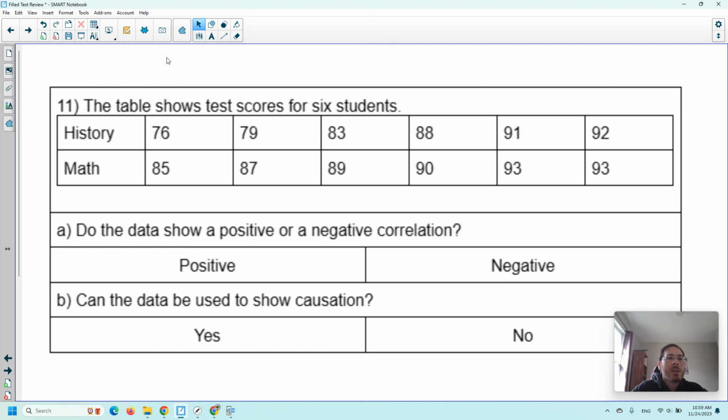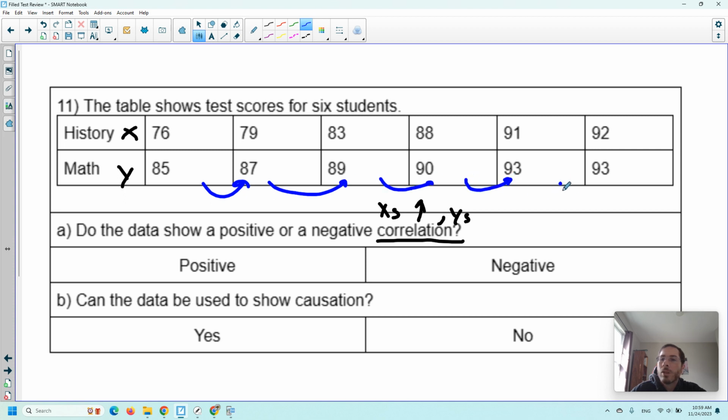Number 11, this table shows test scores for 6 students. Do the data show a positive or negative correlation? So remember, we're just looking at the points for correlation. So as the x's go up, what do the y's do? Okay, well here they're already in order. So we're going to say that these are the x's and these are the y's. So as history goes up, it looks like the math in general, so this time they're flat, but up, up, up, up is 0. I think the positives win, so I'm going to go with the positive because there's more positives than not.